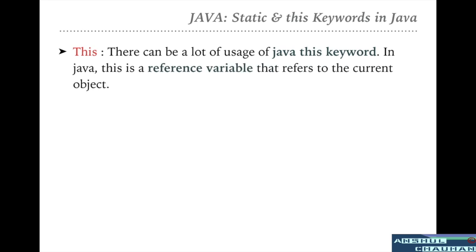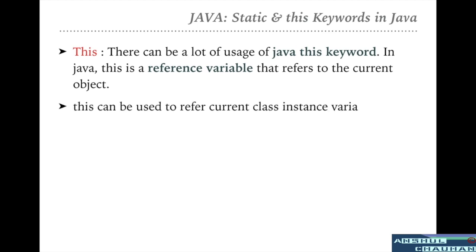In Java, there are a lot of uses of the this keyword. In Java, this is a reference variable that refers to the current object. We will see the real use of this when we use inheritance in Java, but right now we will understand it with the help of the class and instance variable. So this is the reference variable that refers to the current object. And here are a few properties of this. First we will learn about the properties, then we will see the practical implementation.